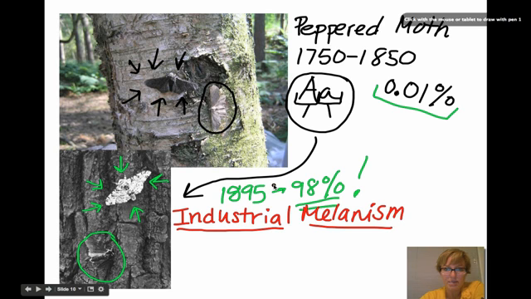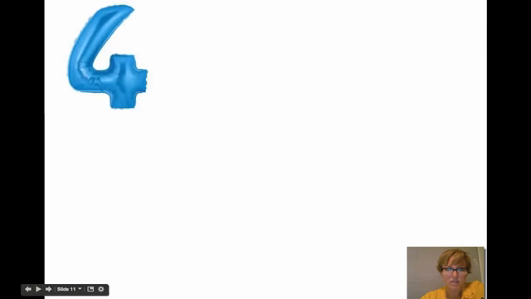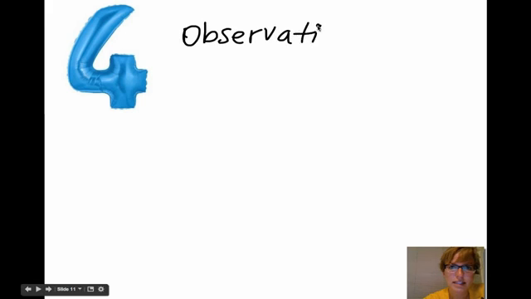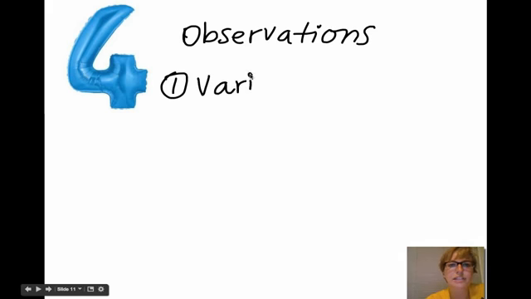So after all of Darwin's observations and hanging out on all of his data for 19, 20 years, he made 4 main observations that are not that crazy. So here are his 4 observations. Okay, the first one is that variation is innate. Okay, so there's variation everywhere.